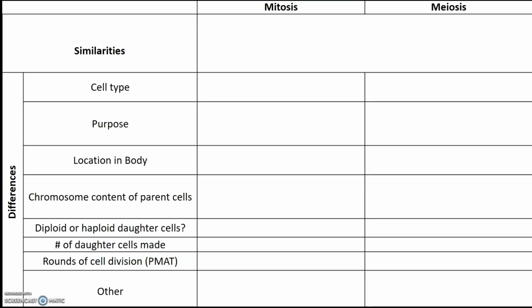And so I'm confident that you can back up and compare and contrast mitosis and meiosis, and you can also compare and contrast spermatogenesis and oogenesis.